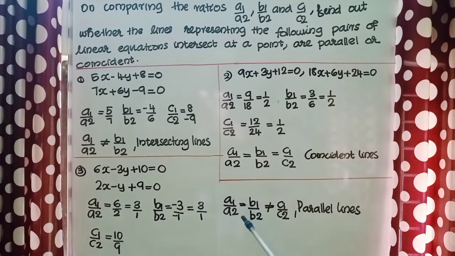So we can conclude a1 by a2 equal to b1 by b2 not equal to c1 by c2. Therefore, the lines are parallel.